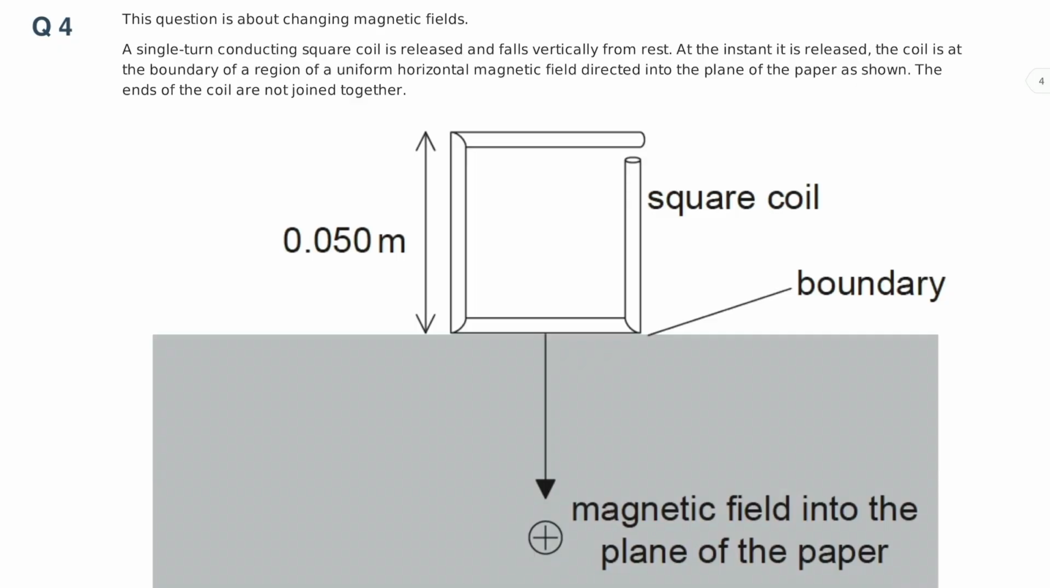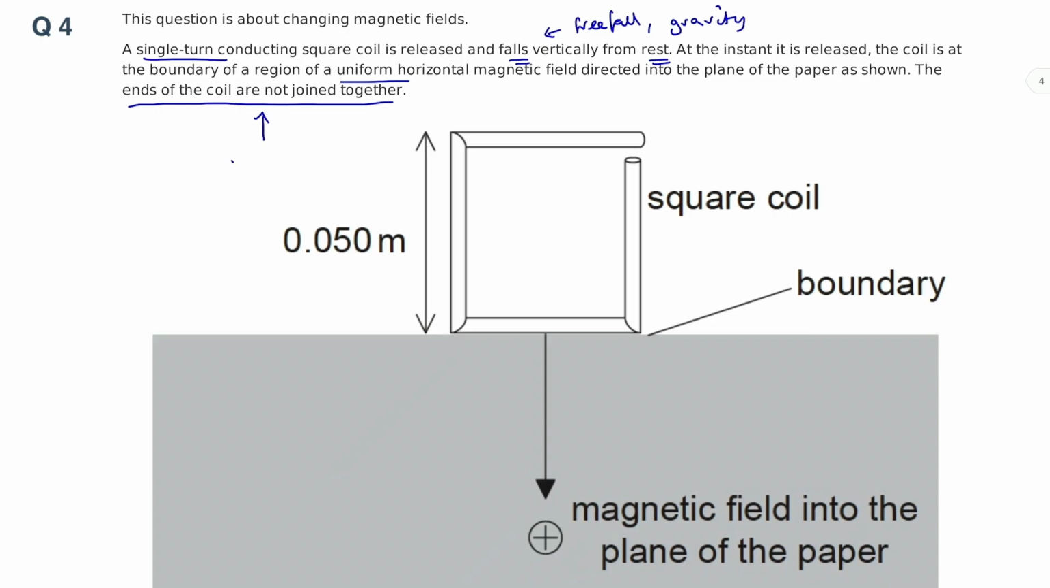Next question, which is about changing magnetic fields. A single turn conducting square coil is released and falls vertically from rest. Falls vertically, so it's going to be free fall due to gravity. That might come into it later. At the instant it is released, the coil is at the boundary of a region of uniform horizontal magnetic field directed into the plane of the paper shown. The ends of the coil are not joined together.